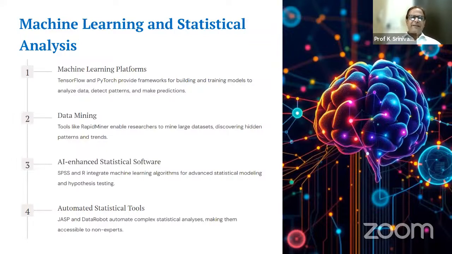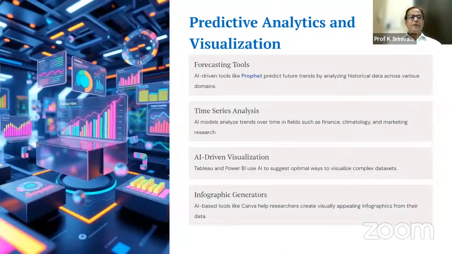And similarly, automated statistical tools like JMP and DataRobot are all tools making complex statistical analysis accessible to non-experts also. And there is something like predictive analytics and visualization. There are nice tools available for forecasting, tools available for time series analysis.